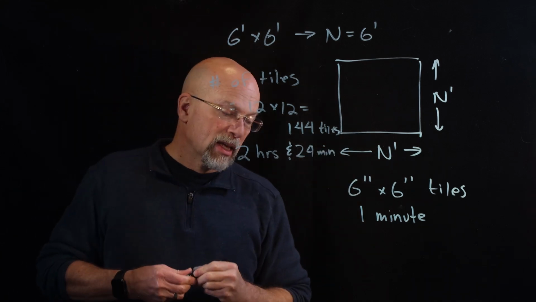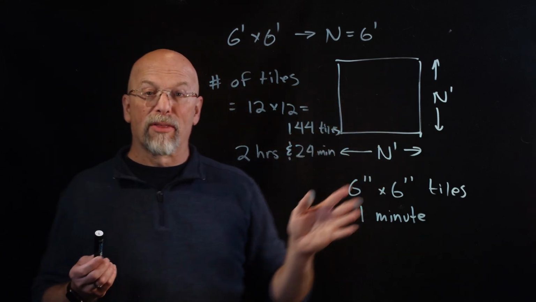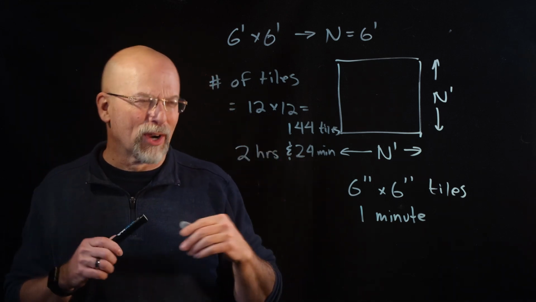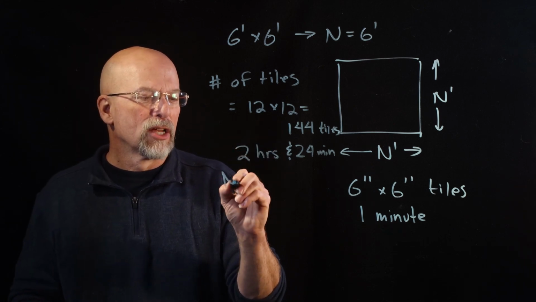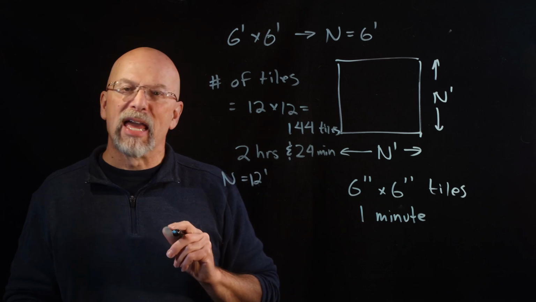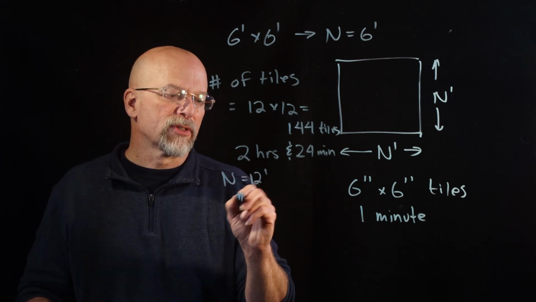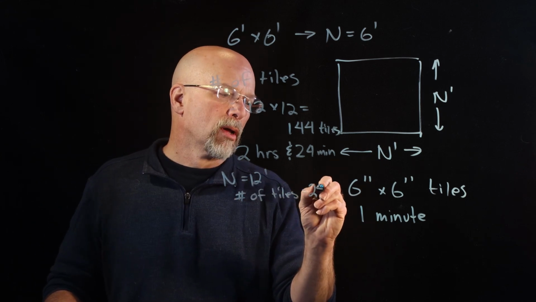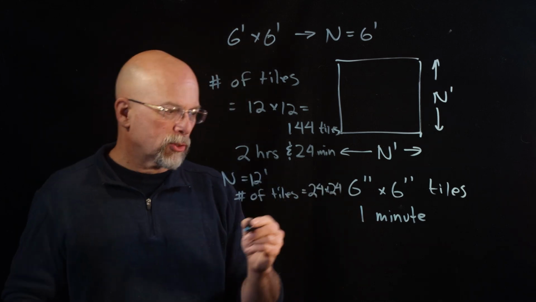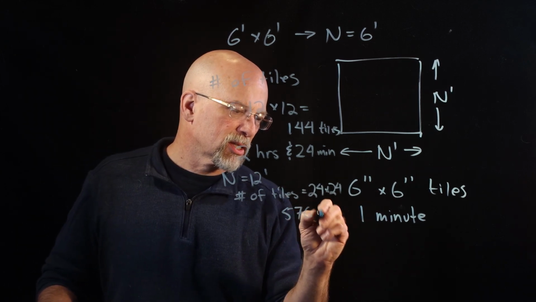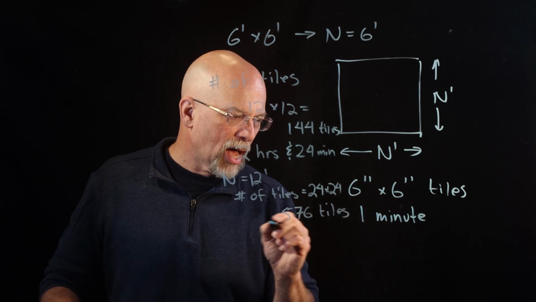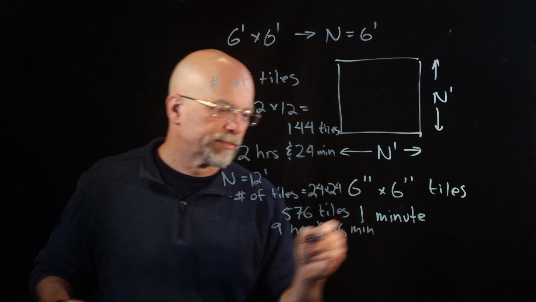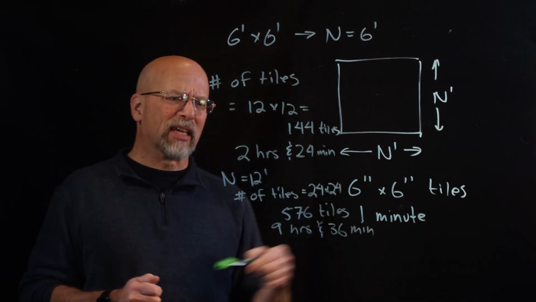All right? Now, let's talk about a slightly larger room. Maybe that was a bathroom. How about a kitchen? It's going to be a square kitchen, but this kitchen is going to be 12 by 12. So in this case, n is equal to 12 feet. Well, the number of tiles in this case is equal to 24 by 24. And what's 24 by 24? It is 576 tiles. And this is going to give us a time of 9 hours and 36 minutes. That's significantly more, isn't it?